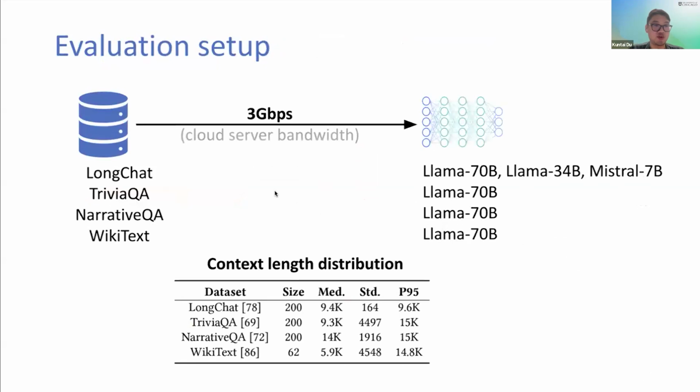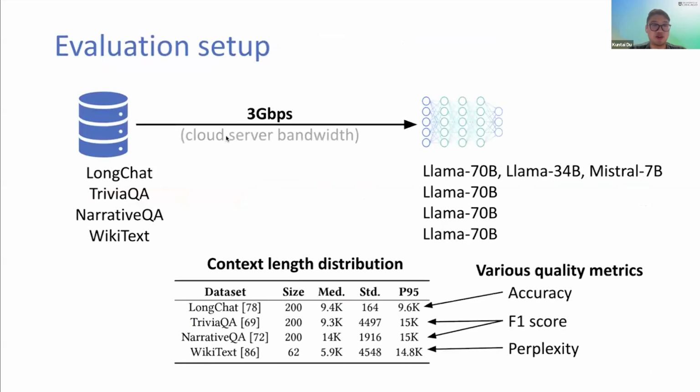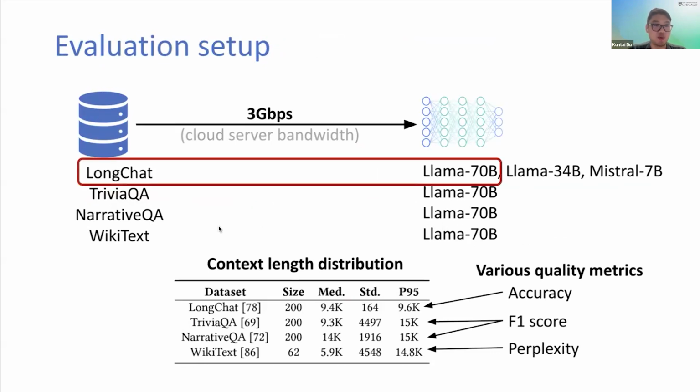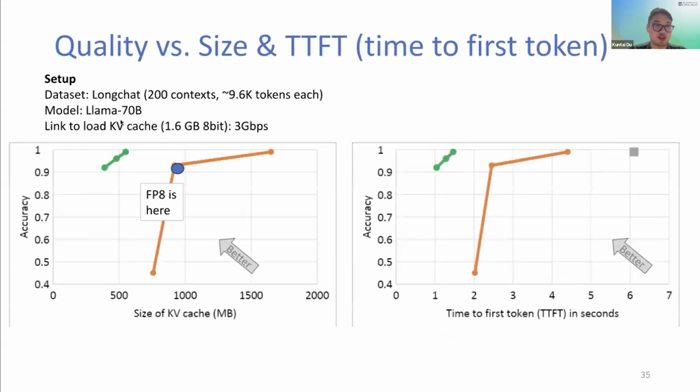Okay, and we did a quick set of evaluations. I will skip, should I skip? No. Yeah. Okay, so we mainly show the evaluation on Longchat with Llama 70B, but we also have a lot of other experiments showing the trade-off is better.